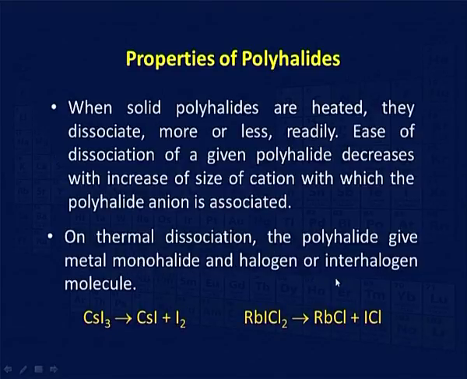When solid polyhalides are heated, they dissociate more or less readily. The ease of dissociation of a given polyhalide decreases with increase of size of the cation with which the polyhalide ion is associated. On thermal dissociation, the polyhalide gives metal monohalide and halogen or interhalogen molecule like this. This is cesium triiodide, which dissociates on heating into cesium iodide and the iodine molecule, and here it produces a molecule of the interhalogen iodine chloride along with this halide.